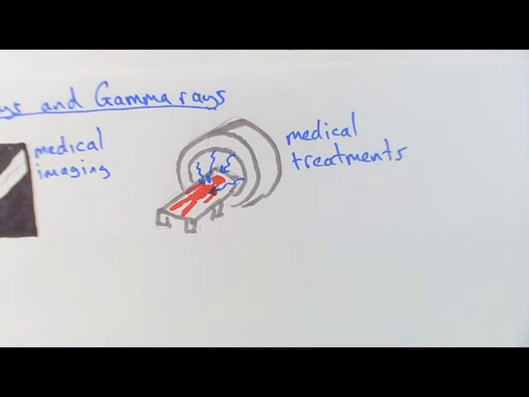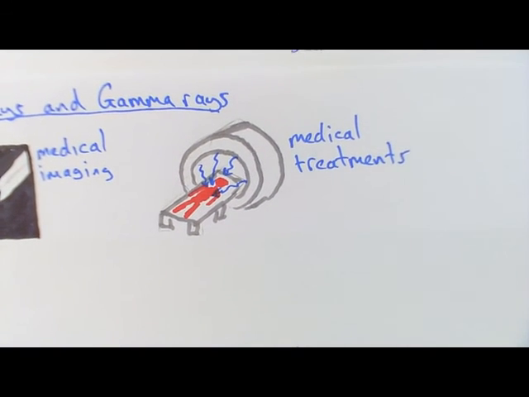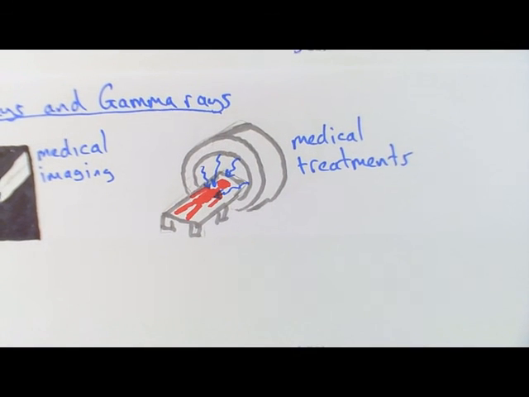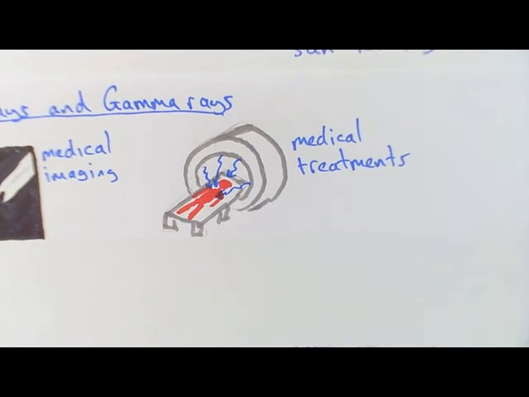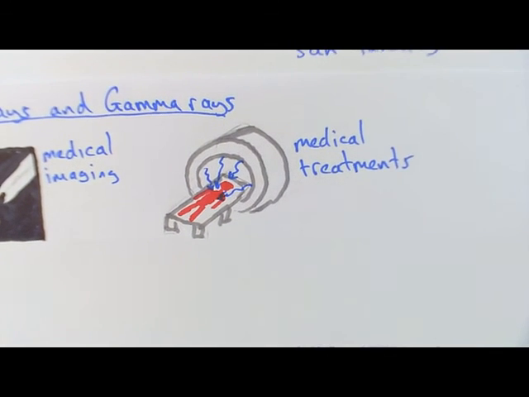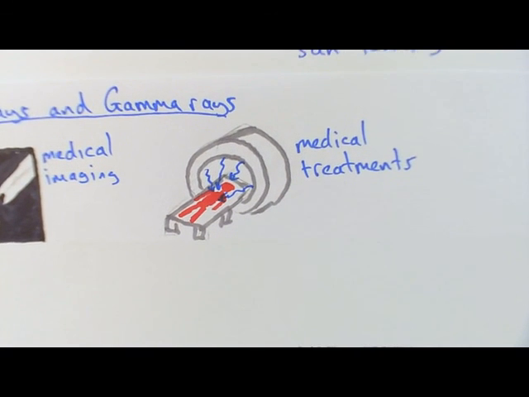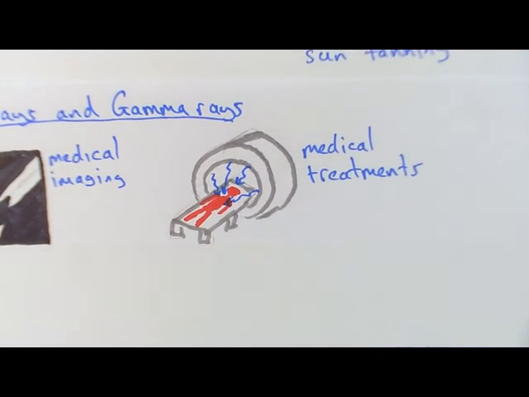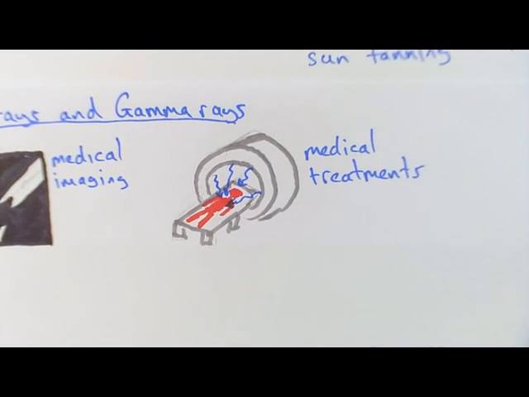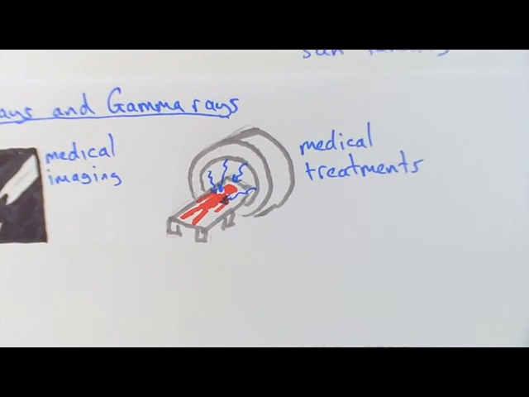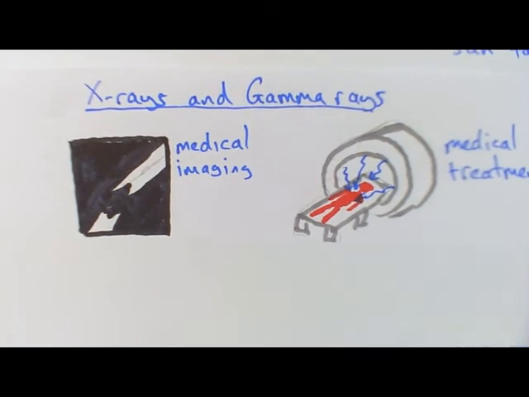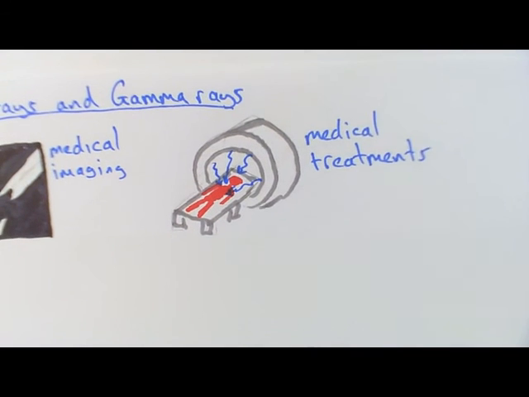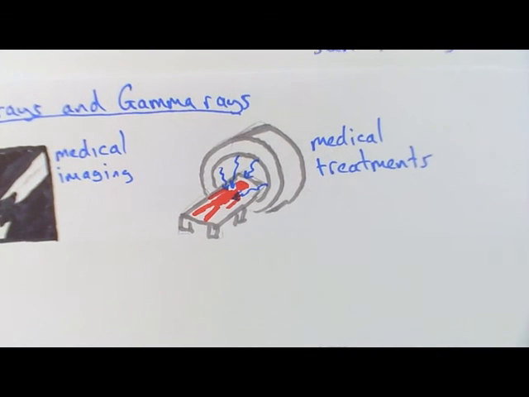I've tried to show one of those machines you sometimes might see in hospital type programs, or you may have seen yourself. Large machines using X-rays and gamma rays, where the patient would be put into the machine, and very carefully targeted X-rays and gamma rays can be used to treat cancers and cancerous tumors. So medical treatments. Again, the wording is important. So medical imaging and medical treatments, that's the wording that you should be using.